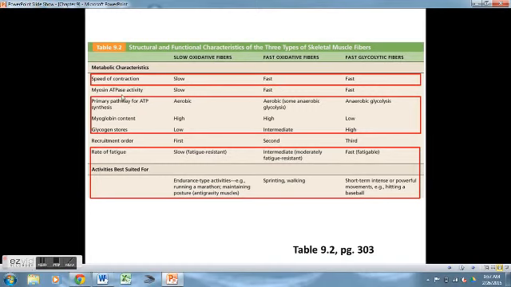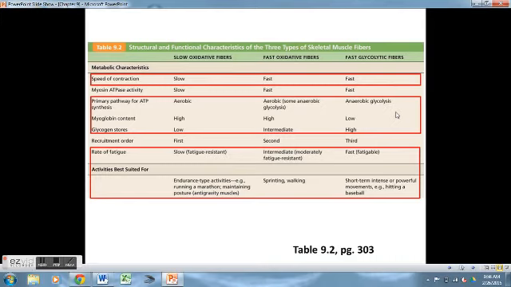Really take a look at this and be able to compare these three different kinds of fibers relative to how they form ATP, how much myoglobin and glycogen they have, how quickly they're fatigued, and really the big difference in these is what kind of activity do we use them for. When we need a really fast but short burst of power, like hitting a baseball or swinging a golf club, we're going to use fast glycolytic fibers, right? They're using an anaerobic pathway, and they can make some ATP super fast.